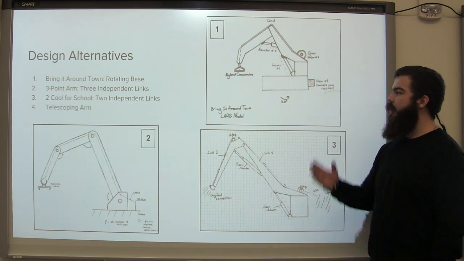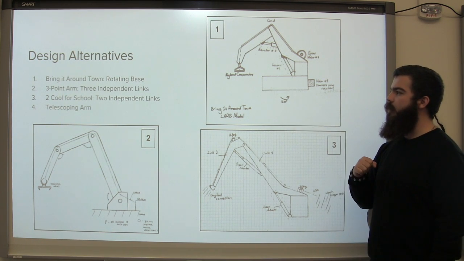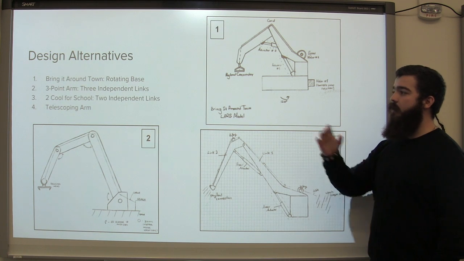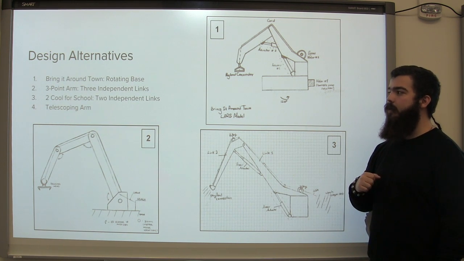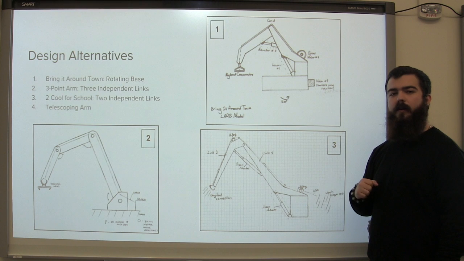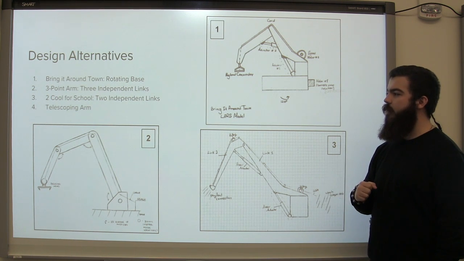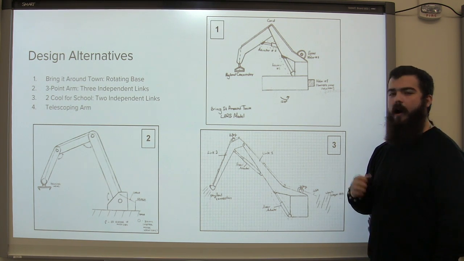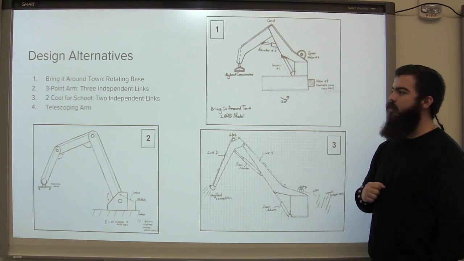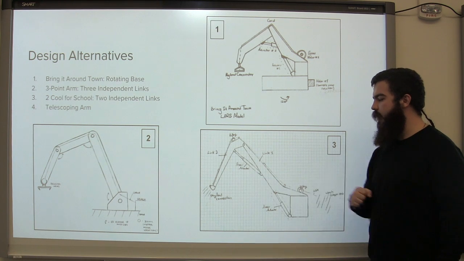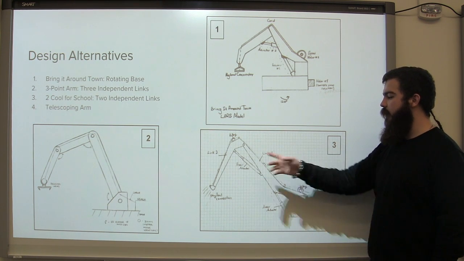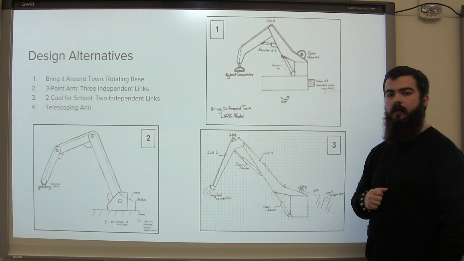For example, Bring It Around Town utilized the 120 degrees rotating base, whereas the 3-point arm utilized a completely different approach: 3 independent links, each one operated using an individual stepper motor. However, what we thought would be the best design going forward was the Too Cool for School: 2 independent links, 2 separate stepper motors, and 2 linear actuators.